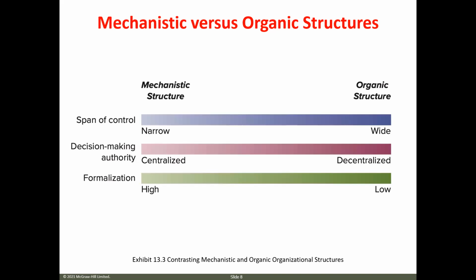Now, the opposite thing would be an organic structure. The span of control is wide. A large number of employees report only maybe to one manager.